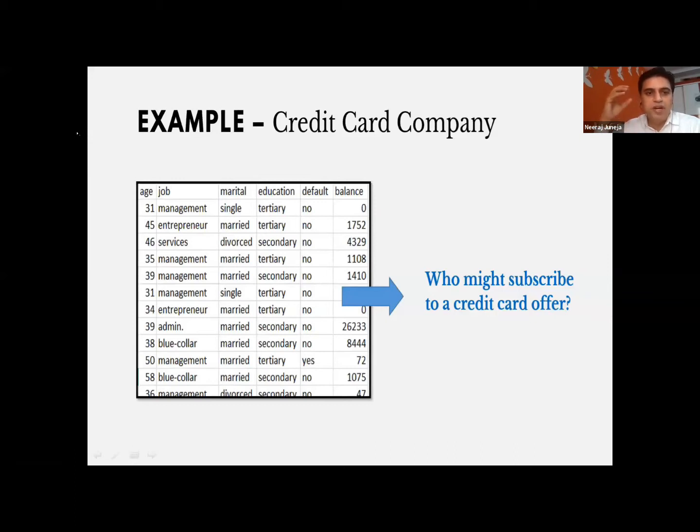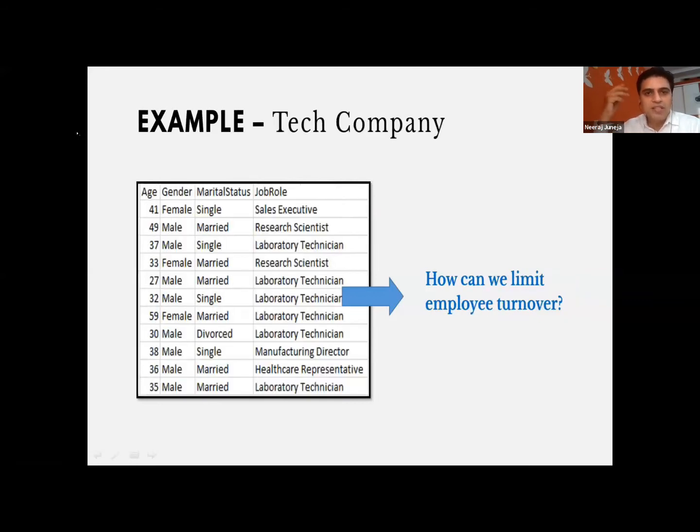Like in this particular data, we must ask ourselves, this credit card company must ask, first of all, who might subscribe to a credit card offer out of all these customers already existing with the credit card company, right? Now, there is one more case, that is a technology company, right?